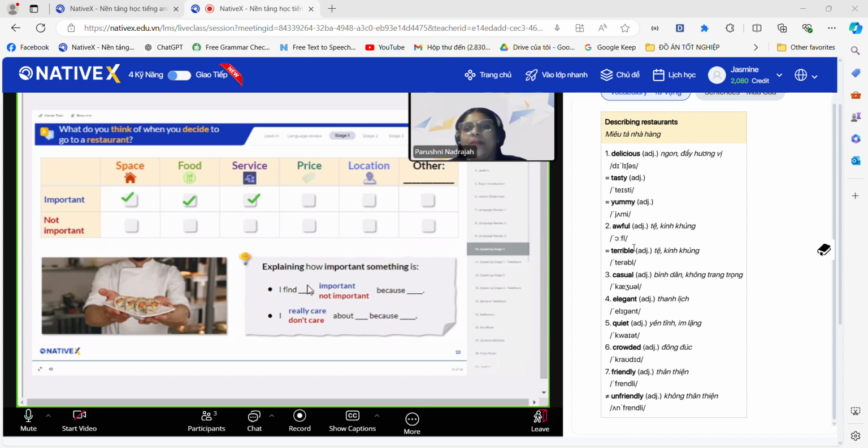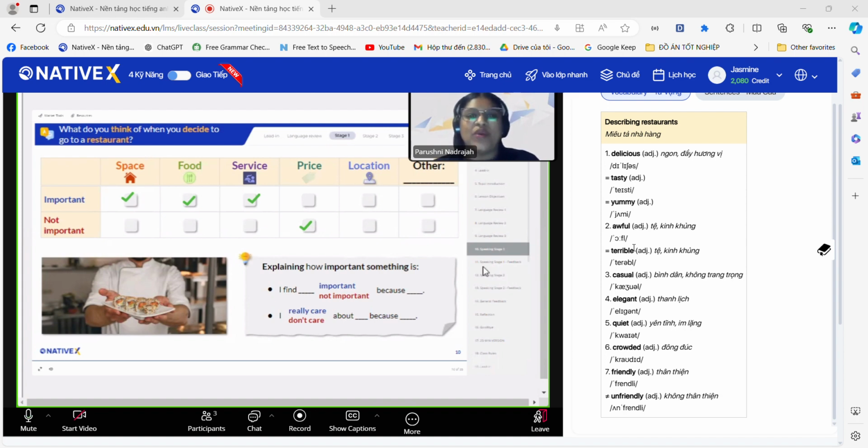Good. And what about price? Are you happy to pay more money for better food? Is price important or not important? I think I find price not important because I am happy to pay more money for yummy food and a clean space.